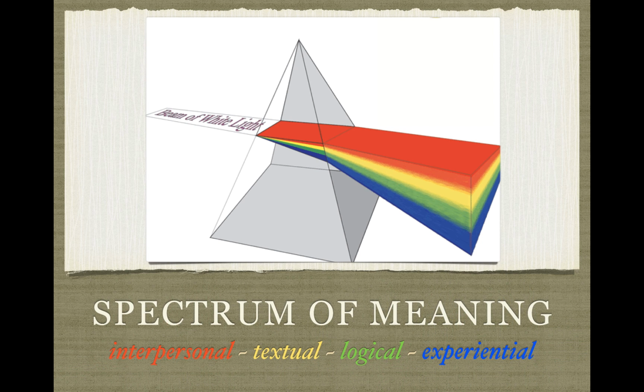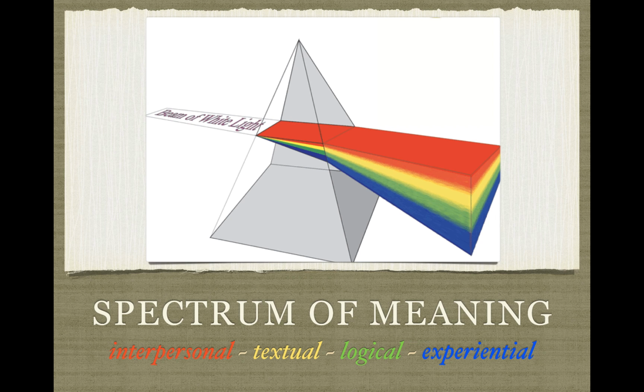So red represents interpersonal meaning. That's meaning as action, or rather interaction, when we use language to get things done. Using the interpersonal resources, we enact our roles and relations with others in dialogue, initiating an exchange or responding to an exchange that's been initiated.